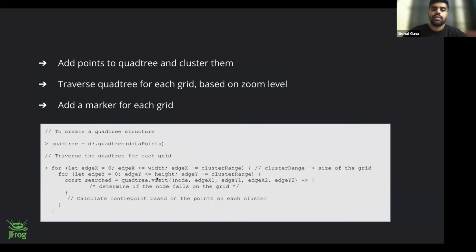I mean, the Quadtree.visit API will automatically tell you if a point is available on a particular grid, and based on the number of markers falling on a grid, you can just group them together. So you already have the edge values. Based on that, you can calculate the midpoint of each grid, and that is where you place the grouped marker if there is more than one point in a particular grid.